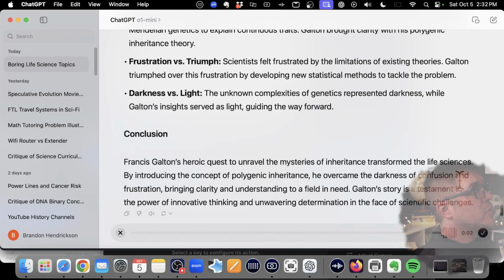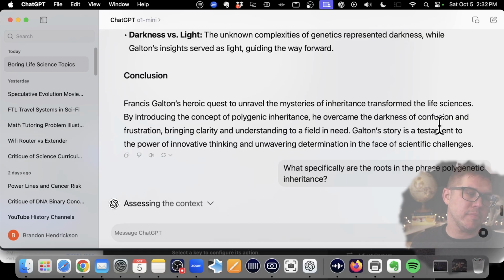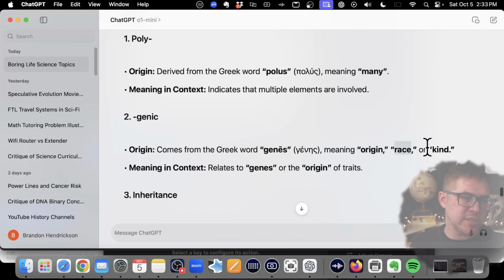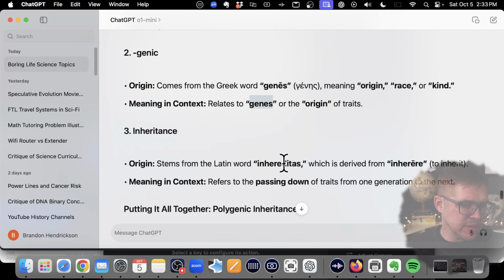what specifically are the roots in the phrase polygenetic inheritance? Poly means many. Genetic means origin, race, or kind. The word kind there, it's actually related etymologically to the word kind, also kin, gin, gen, might be the most helpful because we're talking about different variation here. But also genes. Inheritance means to inherit. Yeah, it means to inherit. Great. So inheritance means to inherit.